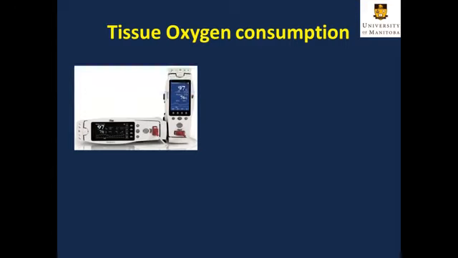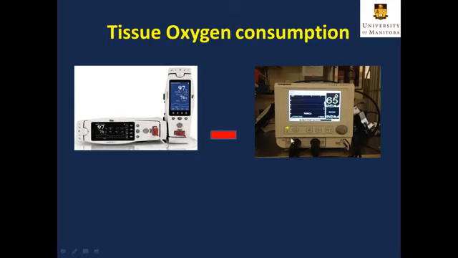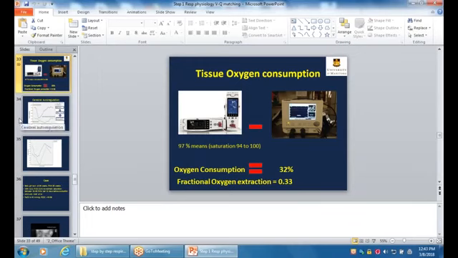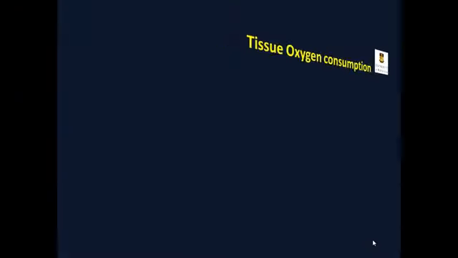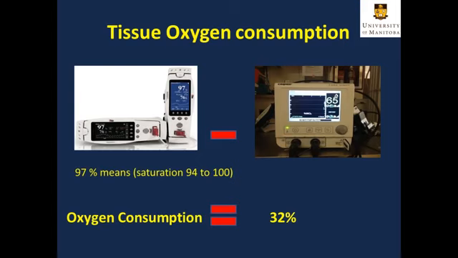What about tissue oxygen consumption? We are using pulse oximetry, and we have 97%. And if you have near-infrared spectroscopy, now we can understand the oxygen consumption, because simply the oxygen consumption is the difference between both. So the difference between both was around 32%, which is normal. Oxygen consumption between 20 to 30% is considered as normal.